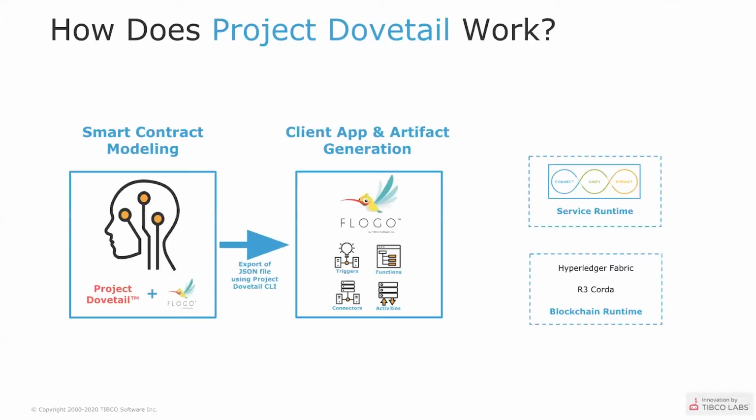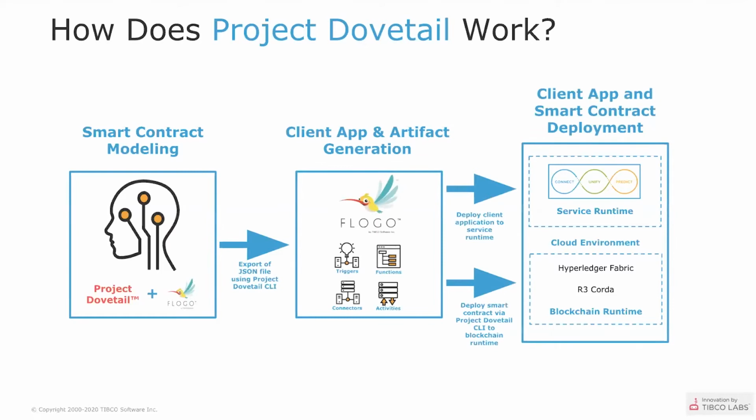So how does this work, right? We have different pieces together. The first one is the smart contract modeling, which is what we are going to see today, how to set all that up. It uses Flogo as the UI interface and the engine, and Project Dovetail, which is basically a set of extensions based on the blockchain of your choice. In this case, we're going to demo Hyperledger Fabric extensions.